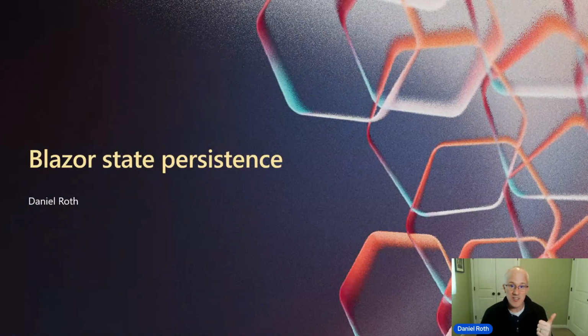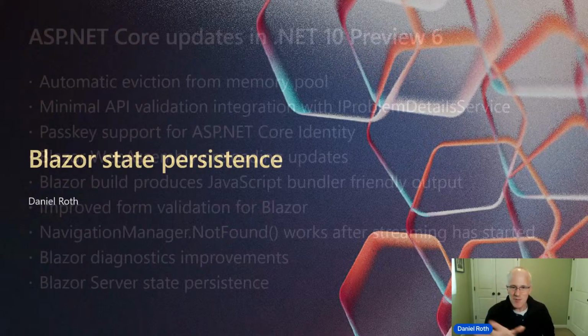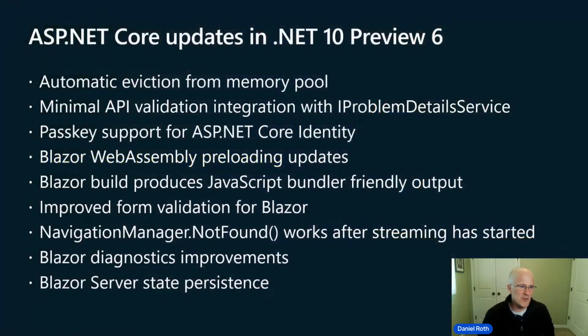Automatic persistence of evicted circuits when the client gets disconnected, and then an API so you can implement a policy for making your apps more scalable by explicitly pausing and resuming circuits. So that's just some of the stuff that's new in ASP.NET Core and .NET 10 Preview 6. There's a whole bunch more. I'll point you to the release notes to check out all of the new functionality. And that is what I've got for you guys today.